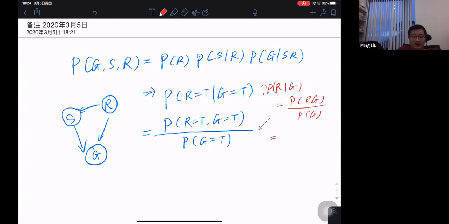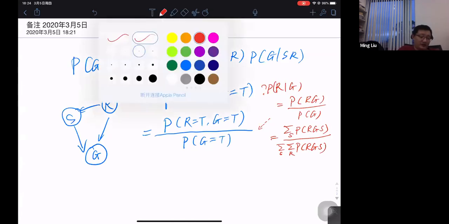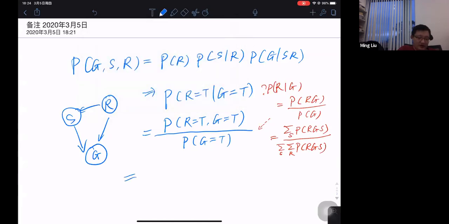This is the format you get here, using the total probability. So that's a sum over S of P of R, G, and S, over P of G. So what is P of G? P of G is the sum over S and sum over R. That means as a solution on the left side, you have P of R is true given grass is true, then a marginalization over S, right?